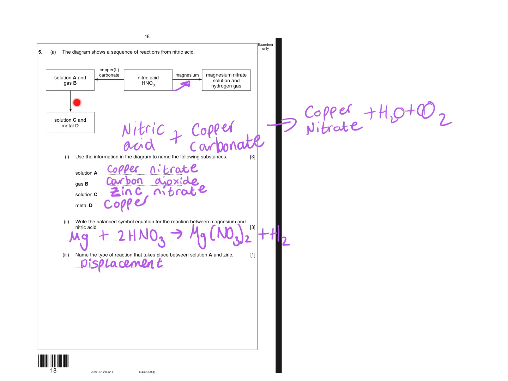Then you've got zinc. Zinc is a higher metal than copper, so a bit of a tricky question. They've done reactivity as well. So then zinc is going to displace the copper from the nitrate, and you're going to end up with zinc nitrate and copper. Write the balanced equation for the reaction between magnesium and nitric acid. So we've got magnesium plus nitric acid makes magnesium nitrate plus hydrogen gas. The word equation was up there. 3 marks though, that's nice to get it all into a symbol equation. And then the type of reaction that takes place between solution A and zinc, that is displacement.